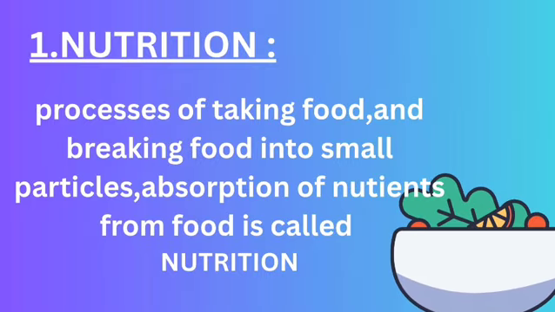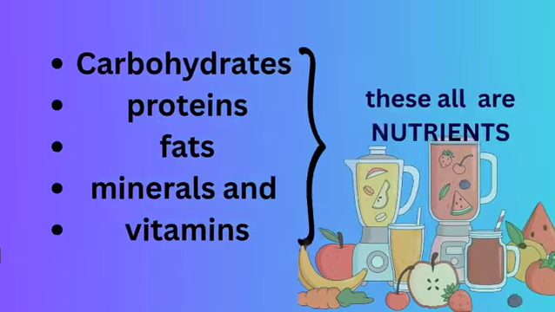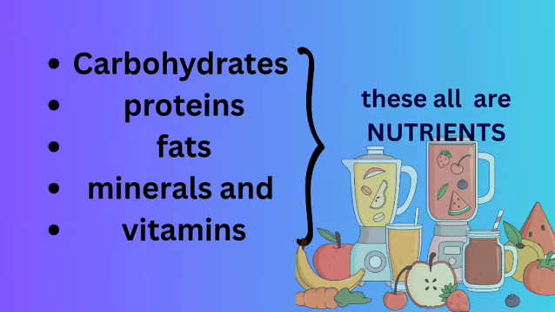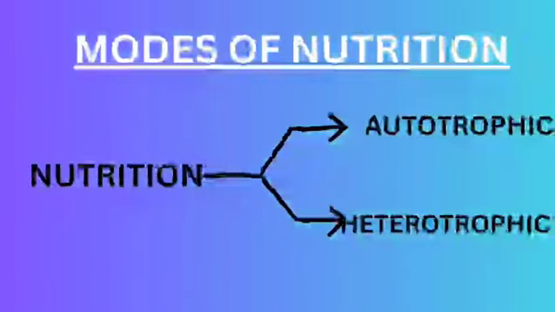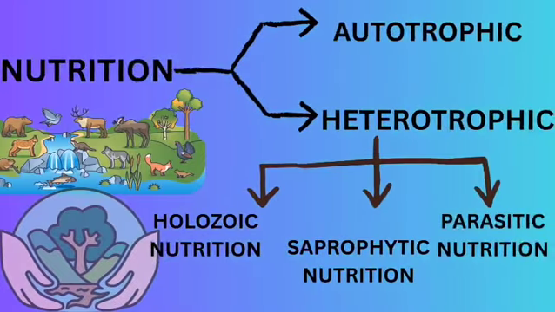First we are going to see about nutrition. Nutrition is the process of taking food and breaking food into small particles. Absorption of nutrients from food is called nutrition. Carbohydrates, proteins, fats, minerals and vitamins are all nutrients. Nutrition is classified into two types: autotrophic and heterotrophic. Again, heterotrophic is classified into holozoic nutrition, saprophytic nutrition and parasitic nutrition.